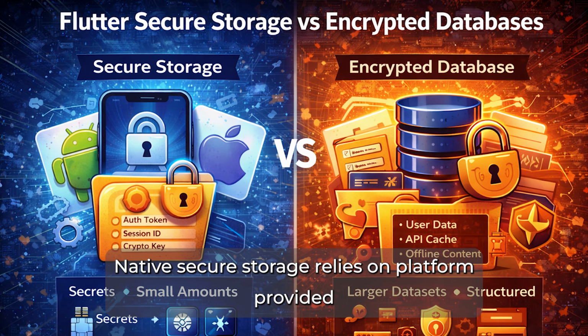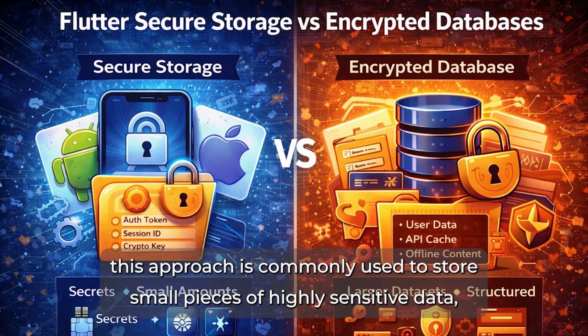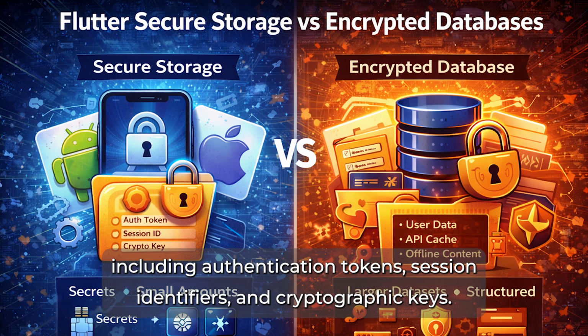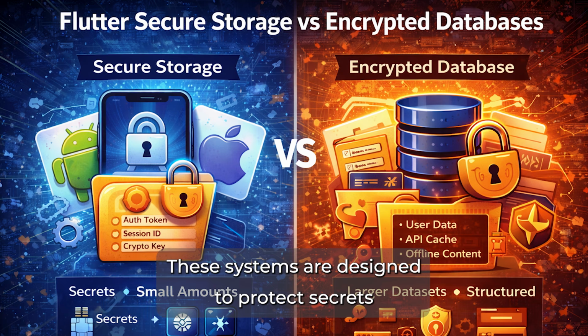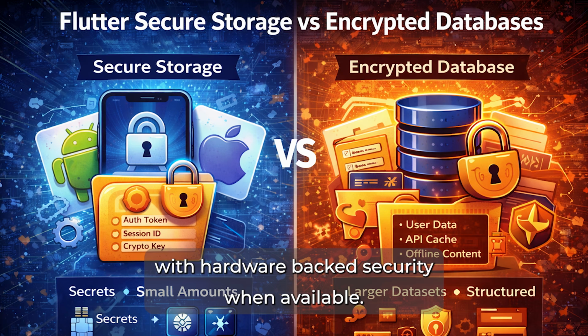Native secure storage relies on platform-provided security features such as Android Key Store and iOS Keychain. In Flutter, this approach is commonly used to store small pieces of highly sensitive data, including authentication tokens, session identifiers, and cryptographic keys. These systems are designed to protect secrets even if the device is compromised to some extent, and they often integrate with hardware-backed security when available.